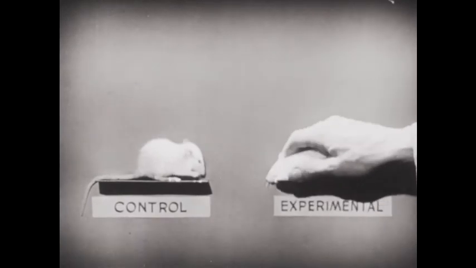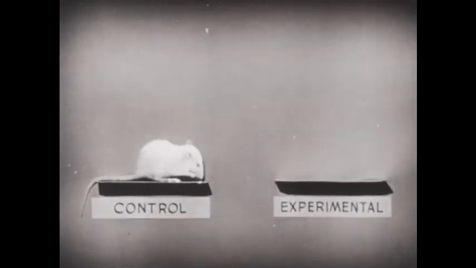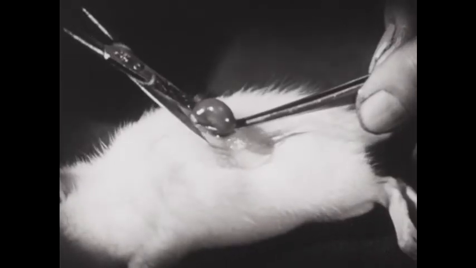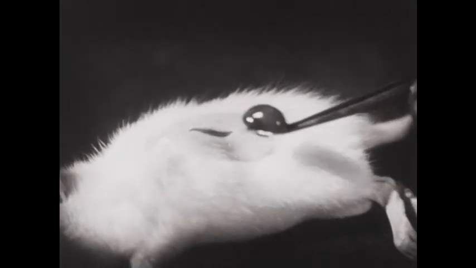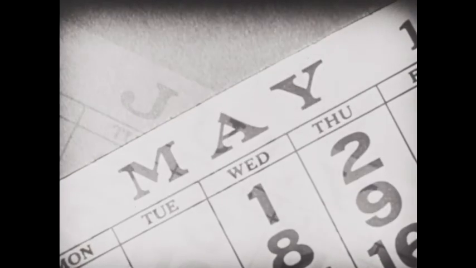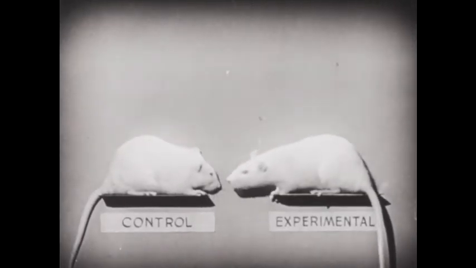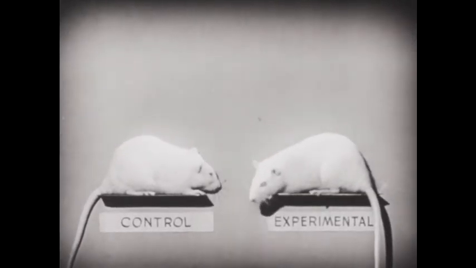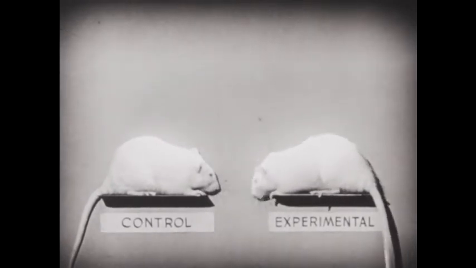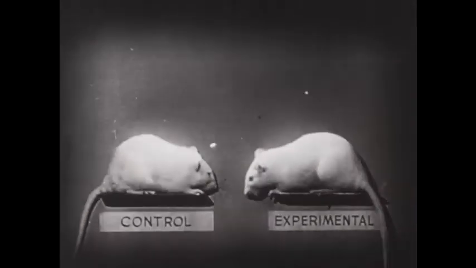Here we have 2 young littermate rats. With the experimental rat anesthetized, we shall remove 1 kidney. 2 months later, both rats are equally healthy and vigorous. The normal kidney has a margin of safety in not working to its limit and in its capacity to regenerate.